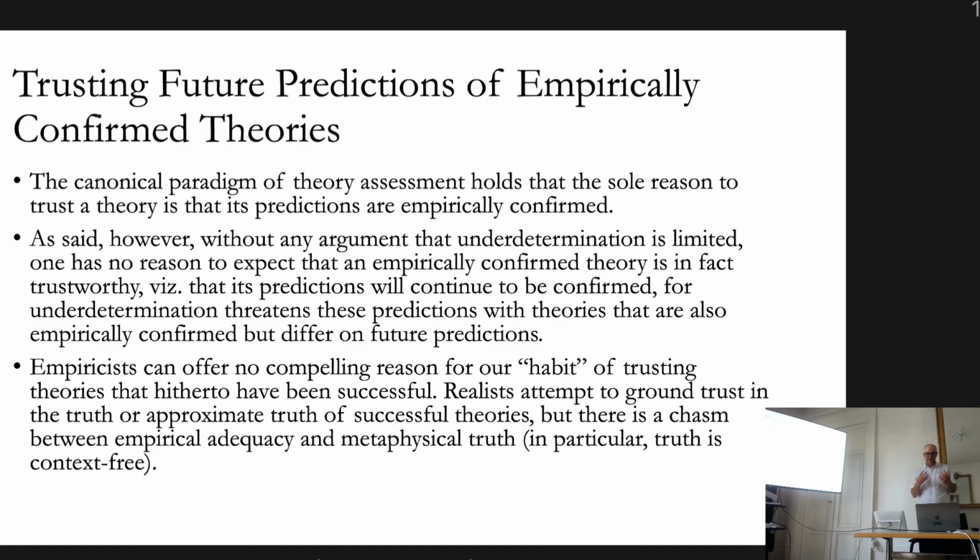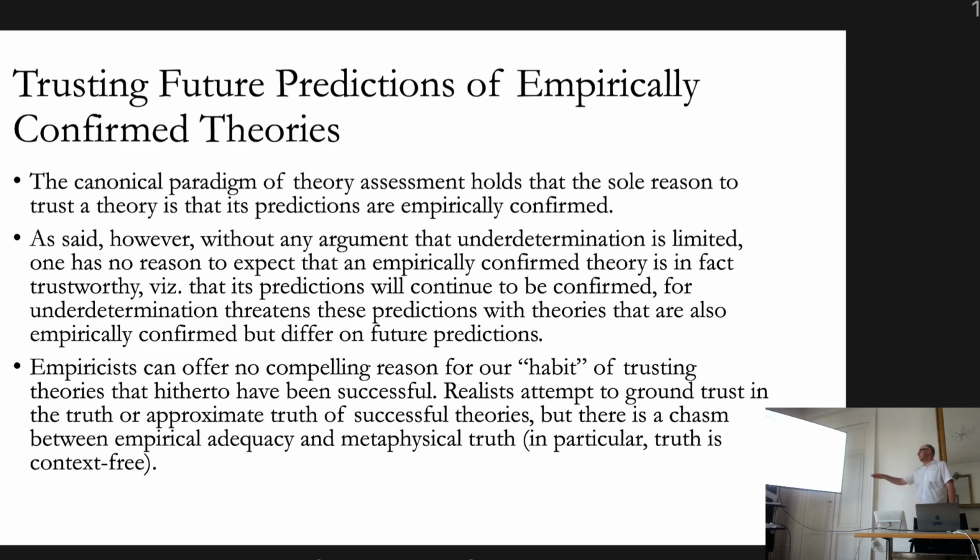But as I said earlier in the general argument I gave, without any argument that underdetermination is limited, one in fact has no reason to expect that an empirically confirmed theory is trustworthy, because there's potentially an infinity of alternatives that diverge arbitrarily in future predictions. Even for ones that have been empirically confirmed in the past, there's no reason to expect that they'll hold in the future.